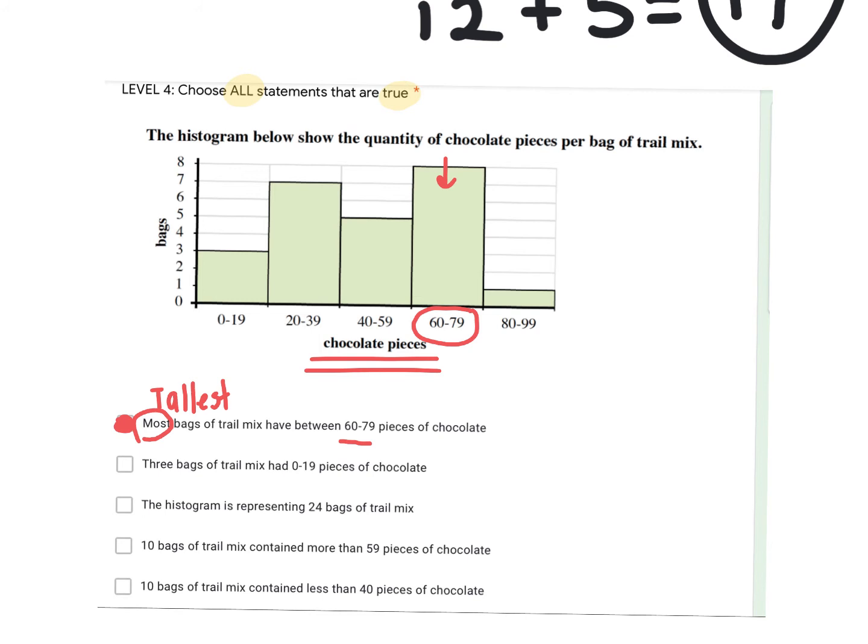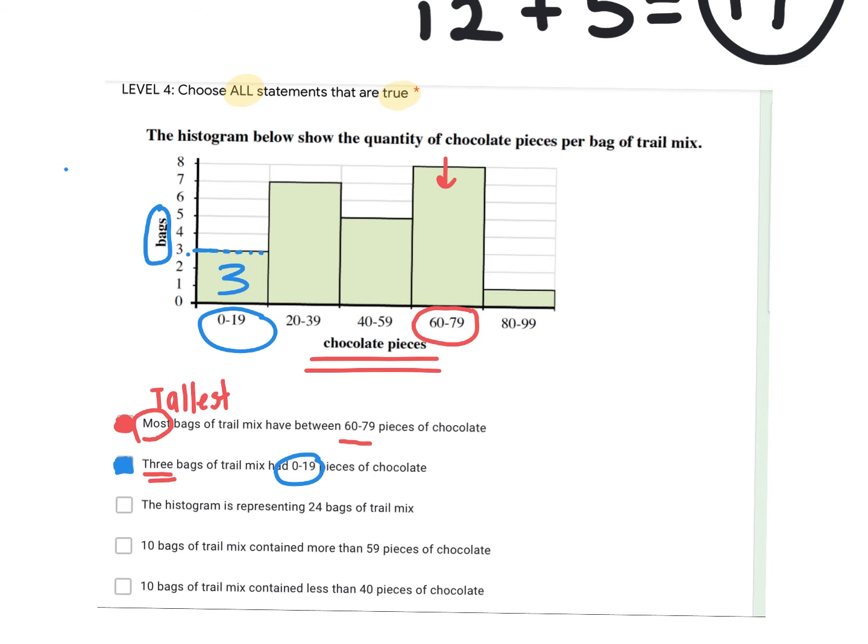3 bags of trail mix, so we're talking about 3 bags of trail mix, had 0 to 19 pieces. So I automatically see 0 to 19, so I go to 0 to 19 here. In fact, let me use blue just because it will help us differentiate. And it says it was 3 bags. Well, let me look across here because this is bags. Yep, it's 3. So that is true. So far these two are true. Let's go to the next one.